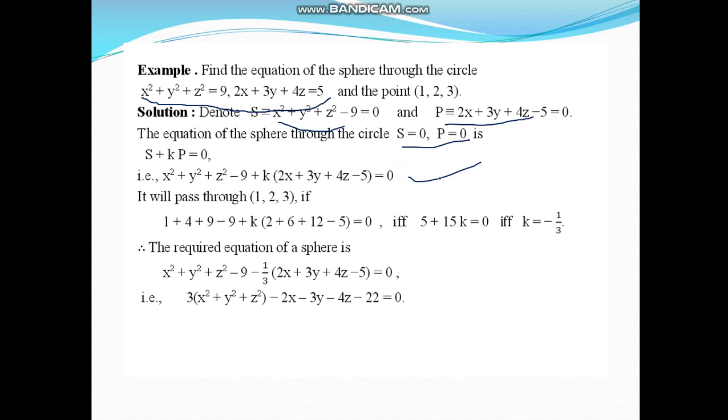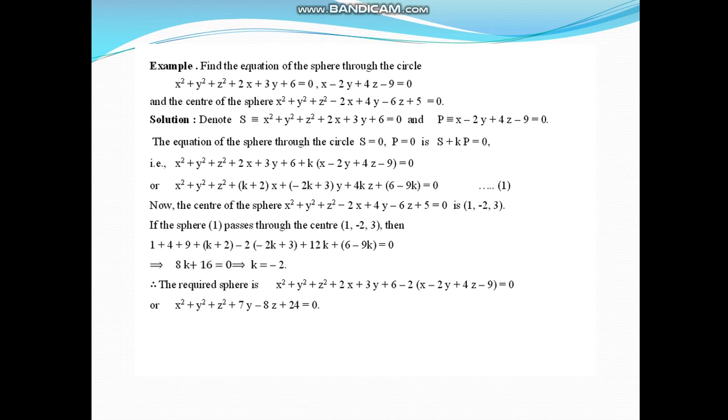But the problem has a condition: find the equation of sphere through the circle and through this point. Our required sphere also passes through the point 1, 2, 3. So this coordinate 1, 2, 3 will definitely satisfy this sphere. So replace x, y, z by 1, 2, 3, we will get the value of k. Substitute the value of k here. So you will get the required equation of sphere.